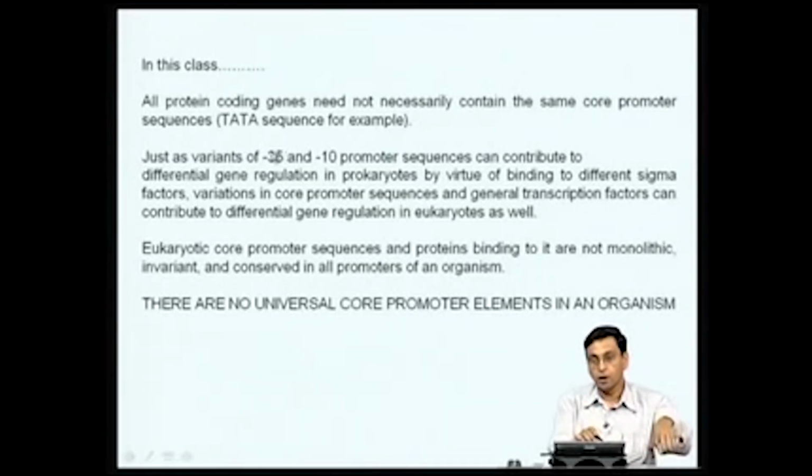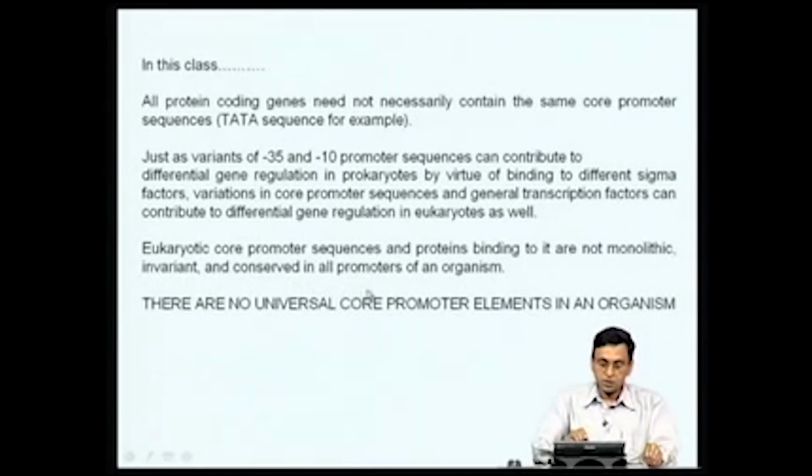There are many other core promoter sequences which are involved in transcription initiation, and this diversity in core promoter sequence itself can contribute to differential gene regulation. This is what is going to be the crux of today's talk. So, just as variants of -35 and -10 promoter sequences can contribute to differential gene regulation in prokaryotes by virtue of binding to different sigma factors, variations in core promoter sequences and general transcription factors binding to it can also contribute to differential gene regulation in eukaryotes.